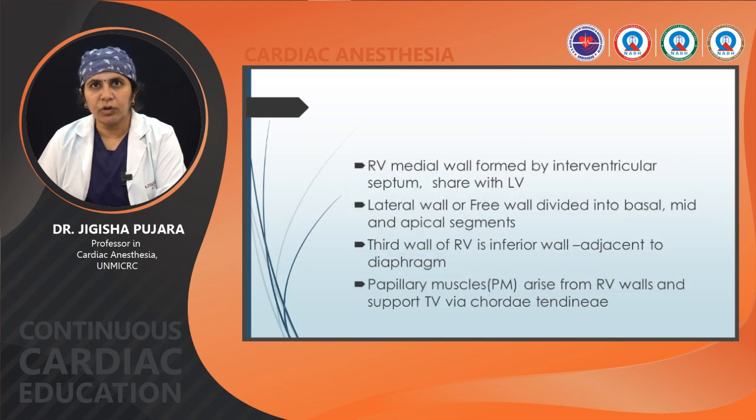The RV medial wall is formed by the interventricular septum. It is shared with the left ventricle, and there is a lateral wall or free wall. It is divided into basal, mid and apical segments. The third wall of the RV is the inferior wall adjacent to the diaphragm. Papillary muscles arise from the right ventricle wall and support the tricuspid valve via the chordae tendineae.